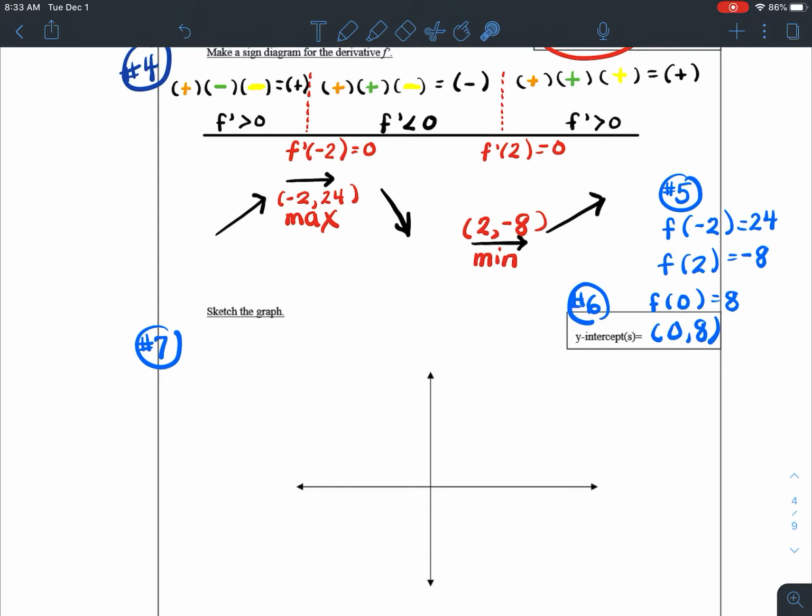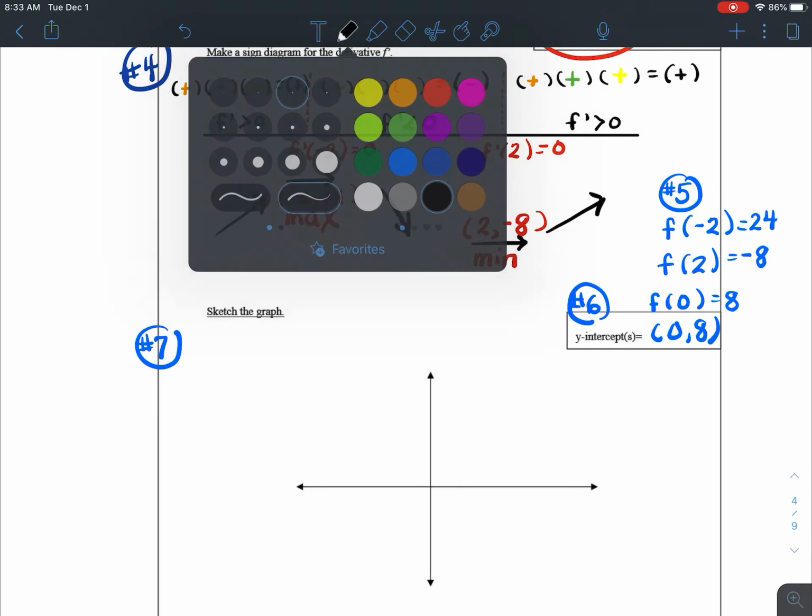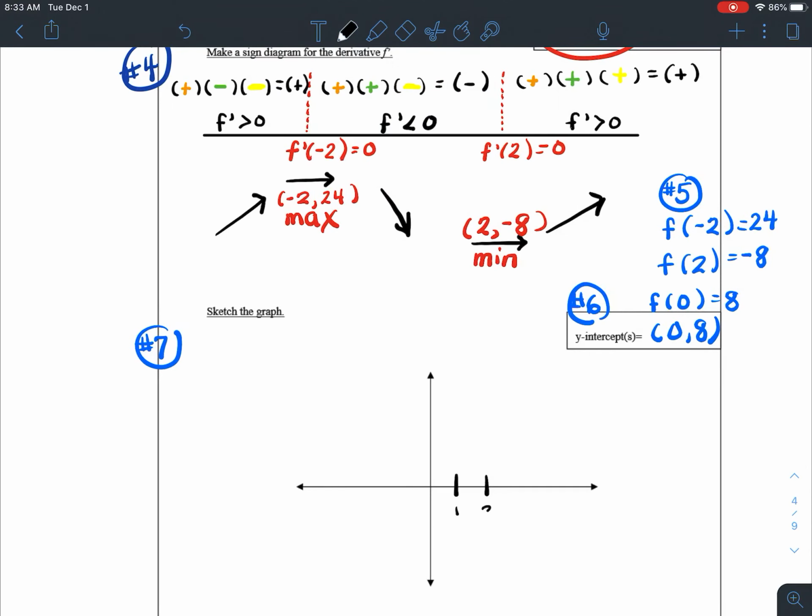As I look at the x values, -2, positive 2, and 0, those don't feel like they're really that large. So I'm just going to count by ones on the x-axis. But if I look at my y values, I see 24, -8, positive 8. I'm going to go ahead and count by 8s on the y-axis. All right, so there's my labels for the y-axis.